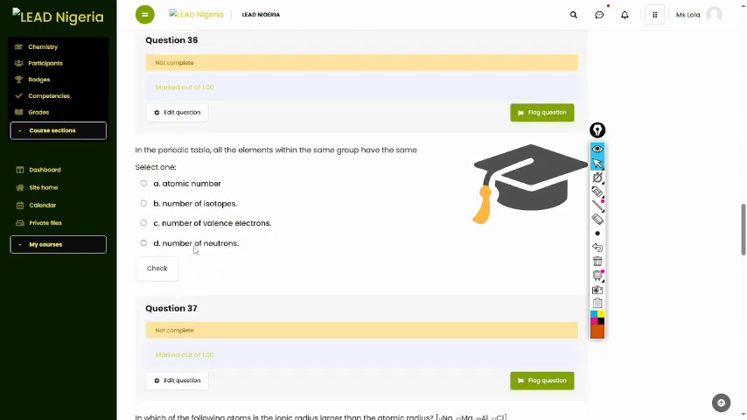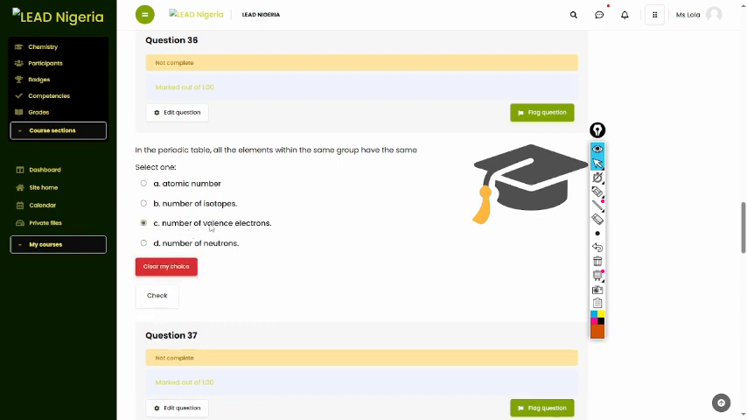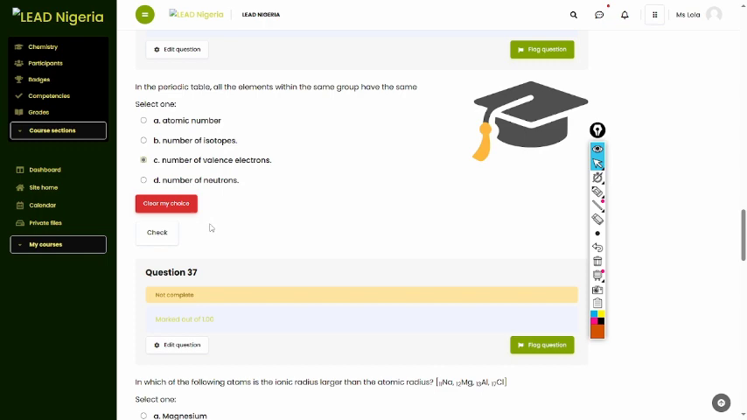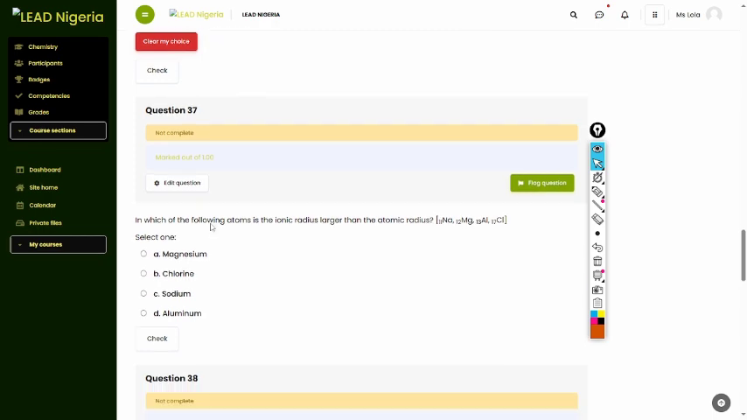In the periodic table, all the elements within the same group have the same. So elements in the same group have the same number of outermost electrons or the same valence electrons. The correct answer is C. So atoms in group 3 would have 3 electrons in the outermost shell or have 3 valence electrons. That is what this means.